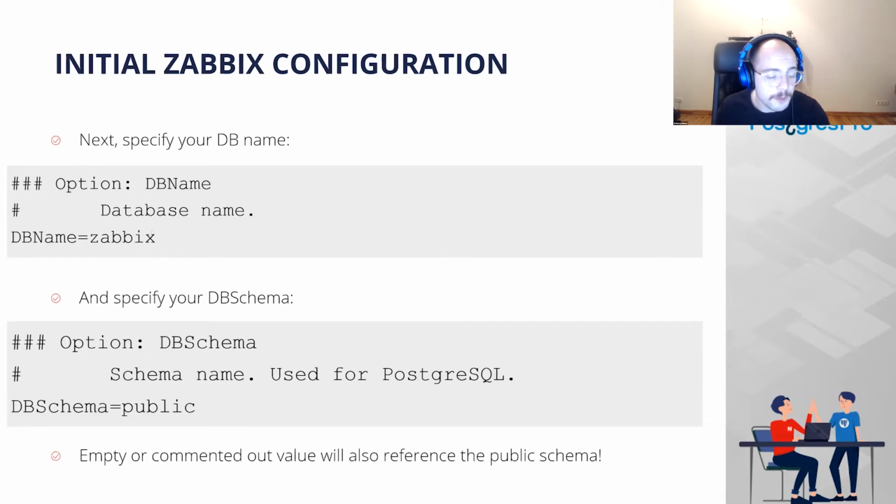Next is quite simple. We specify the DB name. We specify the schema. By default, this will be commented out, which will also apply the public schema, or you can specify it manually, just for transparency, so that when new admins come in that are not familiar with Zabbix, they will realize that you're actually using public as your schema.